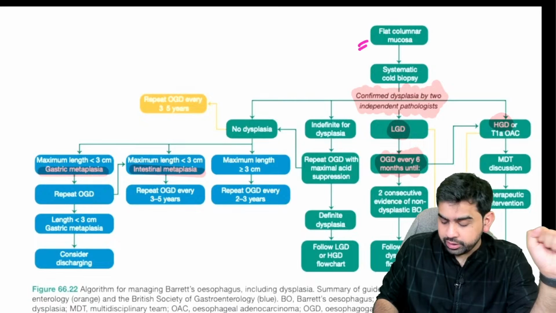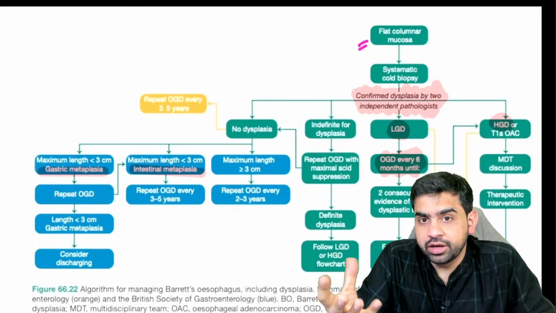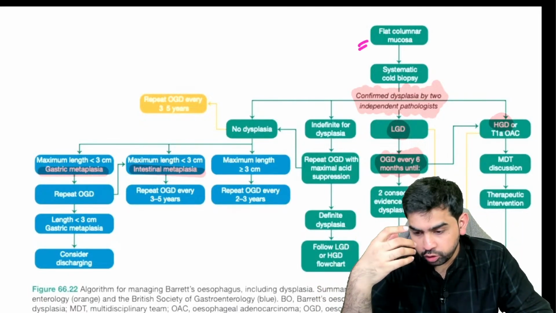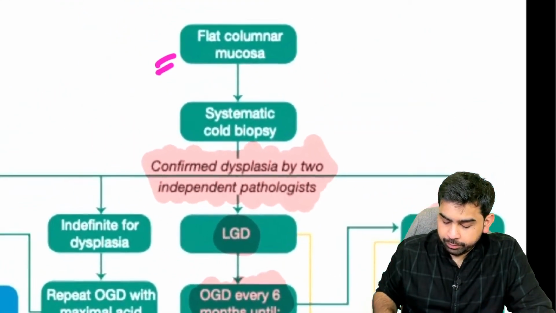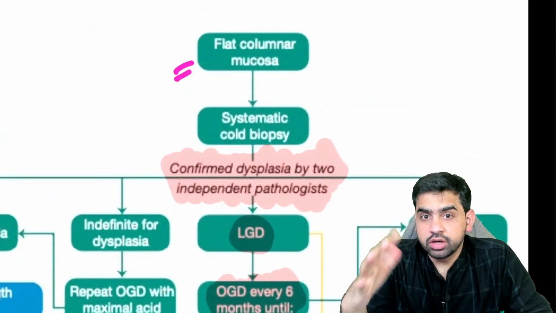Okay, so let's assume that there is a patient in whom you suspect Barrett's esophagus. So what you do is you do an upper GI endoscopy and then you take a biopsy. Now what to do? Once you take a biopsy, what are you concerned about? You're basically concerned about the dysplasia.